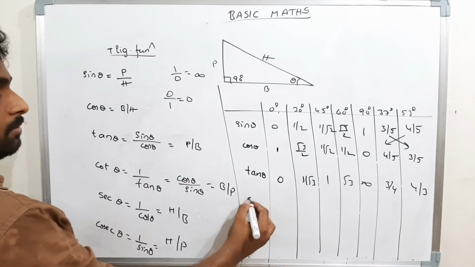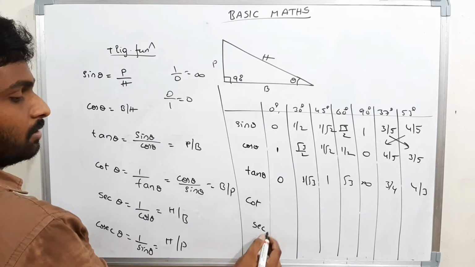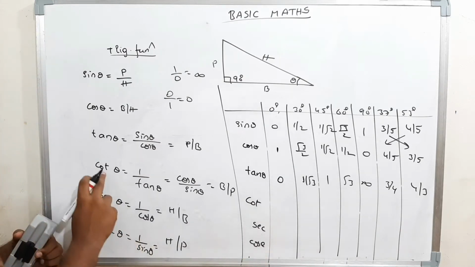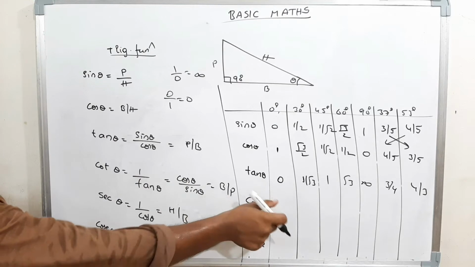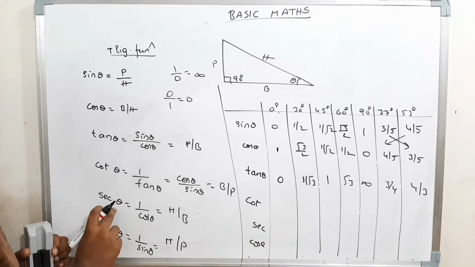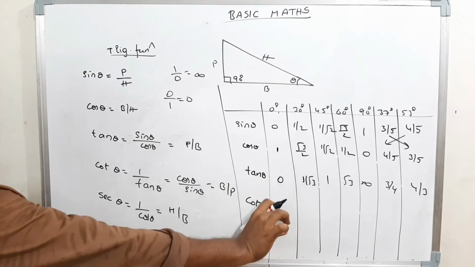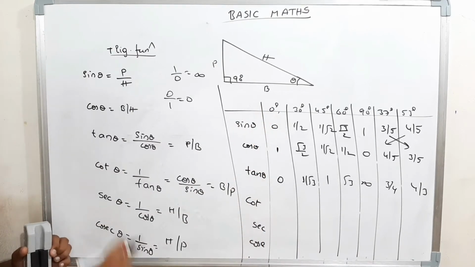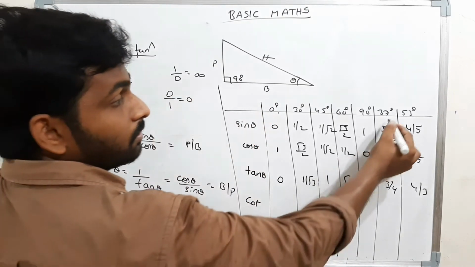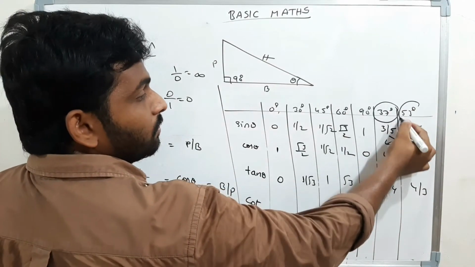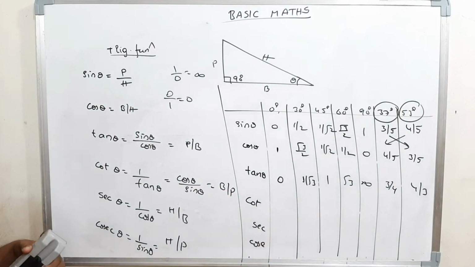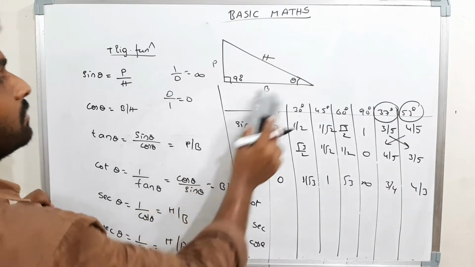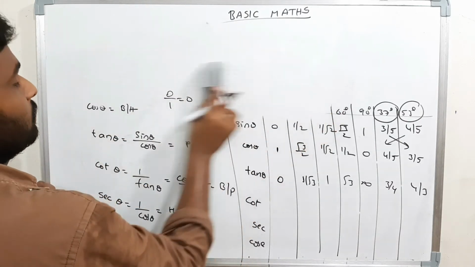And now for cot, secant and cosecant: cot means reverse of tan, secant means reverse of cos, and cosecant means reverse of sin. I think you know all these values, but remember these 37 and 53 values. These are important. Next we will see a few more formulas.